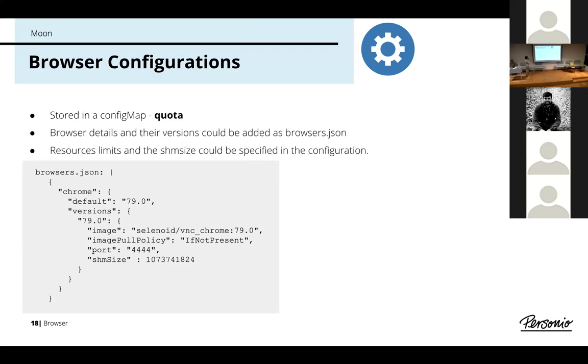By default, it's 4444, and the shared memory size you can specify here, because when Chrome is running in a container, it's not allocating enough memory in the RAM, and that's why most of your sessions might be crashing, and those are issues that you will see more often. And that's why you have to increase the shared memory size, and then the container will be using more RAM, and then your instance won't crash.